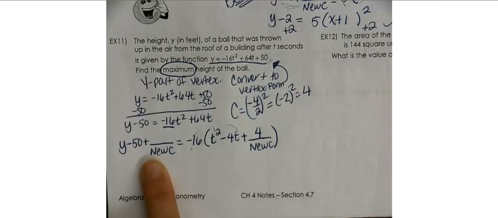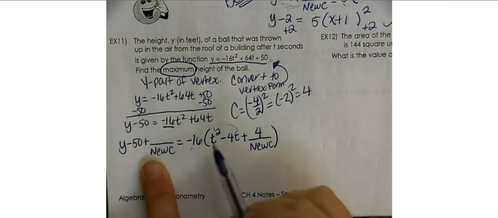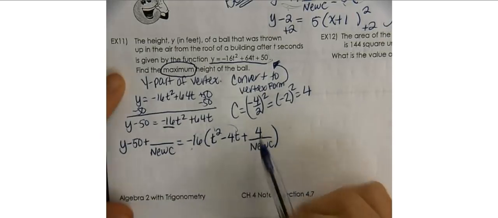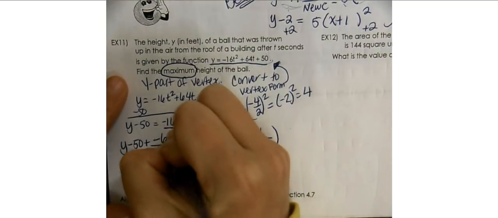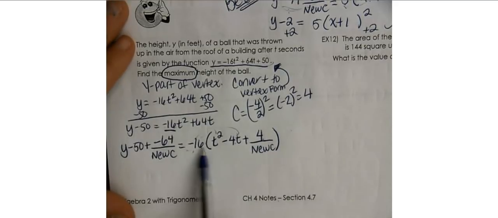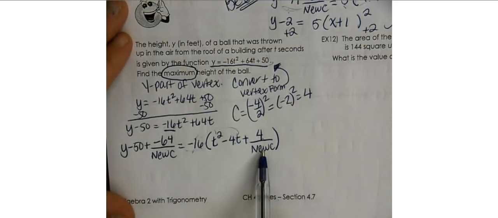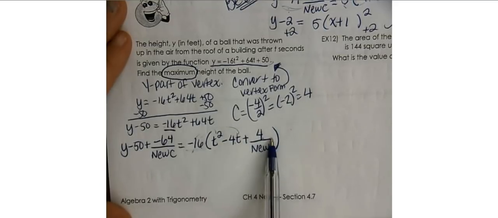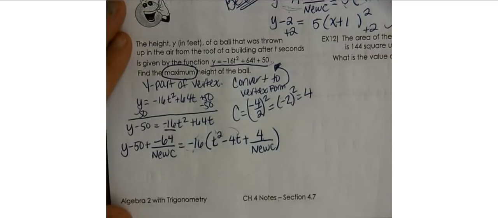Instead, if I were to multiply negative 16 back in, I'm actually multiplying negative 16 times 4, which is equal to negative 64. So I'm actually adding negative 64 to the other side. How I got that number is I took my a value and I multiplied it by my new c. Now, t squared minus 4t plus 4 is a perfect square trinomial, and we can write that as a parenthesis squared. And I'm going to combine my like terms on the other side.